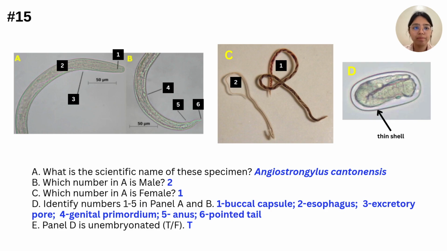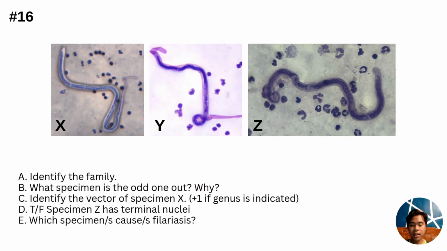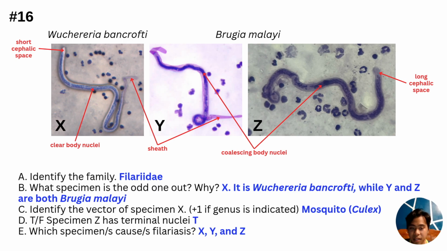So moving on, here the family is being asked, and based on the morphological features, they must be part of family Filariidae. Next, what specimen is different among the rest? So I hope most of you got it correct. It's specimen X since it is Wuchereria bancrofti. Specimens Y and Z are actually just the same species, which is Brugia malayi.